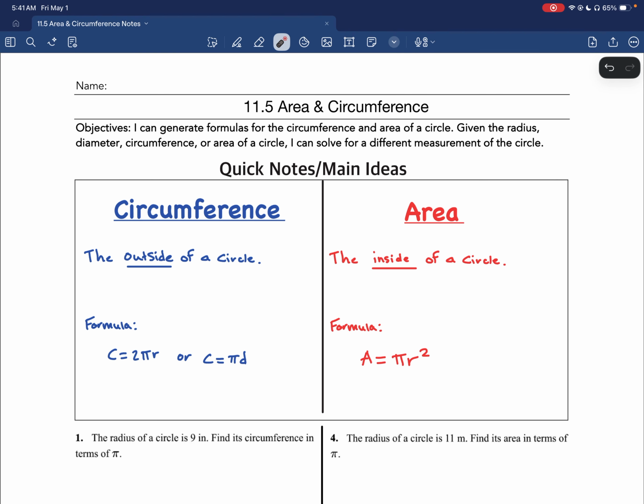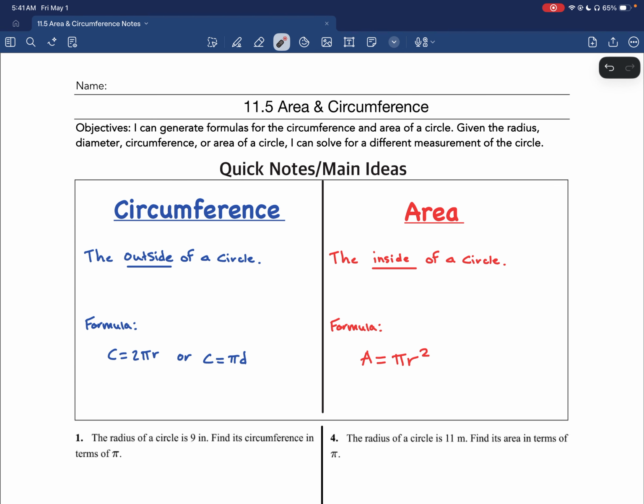All right, hello students. Today we are going to talk about the circumference and the area of a circle. Most of us already know the difference between the circumference and the area, but just in case, I'll talk about it. The circumference is the outside of a circle. Every time we're talking about the circumference, we're talking about the outside. It's like the perimeter, but for a circle, we call it circumference. And the area is all the inside of a circle.